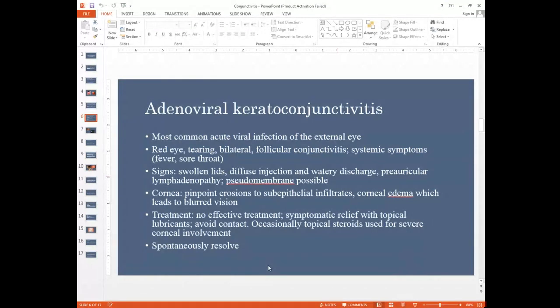Usually, conjunctivitis spontaneously resolves. Again, it is important to advise the patient about good personal hygiene, not sharing linen, and washing your hands a lot. That's similar to what we're practicing with the advent of COVID. So hygiene remains very important.